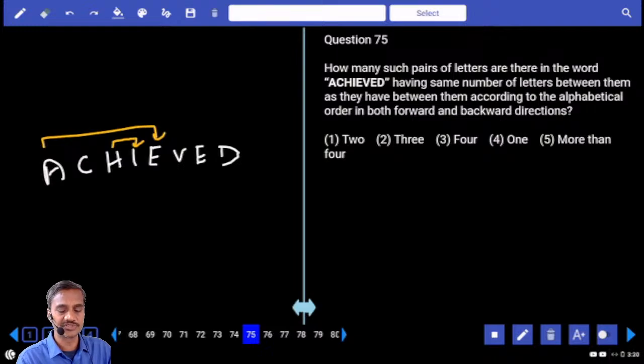E, F, G, H. And left to right there are two, D, E. F, G, H, I, J, K. E, F, G, H, I, J. And that's it. So how many pairs do you have? 3, that is choice 275.